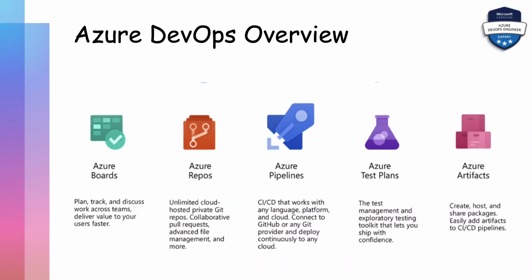Next is Azure Pipelines, the heart of our DevOps. It is CI/CD, that means continuous integration and continuous delivery, that works with any language, platform, and cloud. Connect to GitHub or any Git provider and deploy continuously to any cloud. Azure Pipelines will help us deliver our continuous integration and delivery pipeline, and it can connect to any language and any cloud platform. Then there is Azure Test Plans. It is a test management and exploratory testing toolkit that lets you ship with confidence.